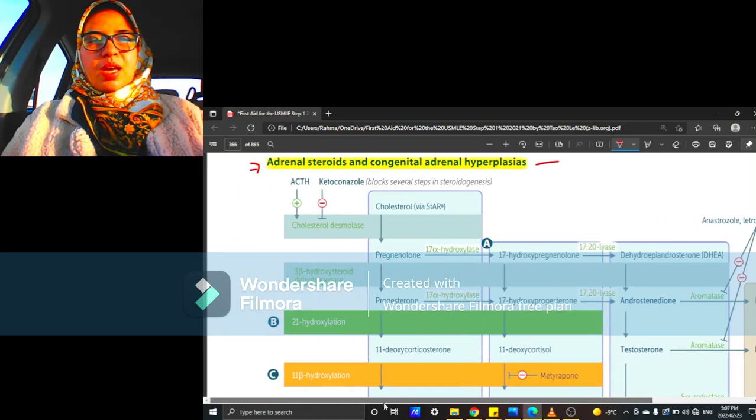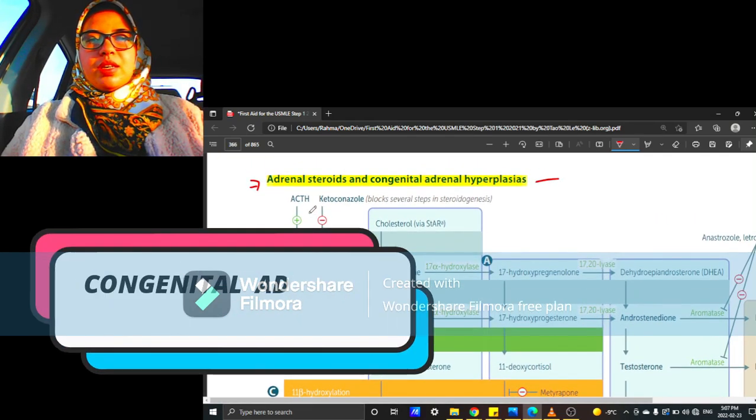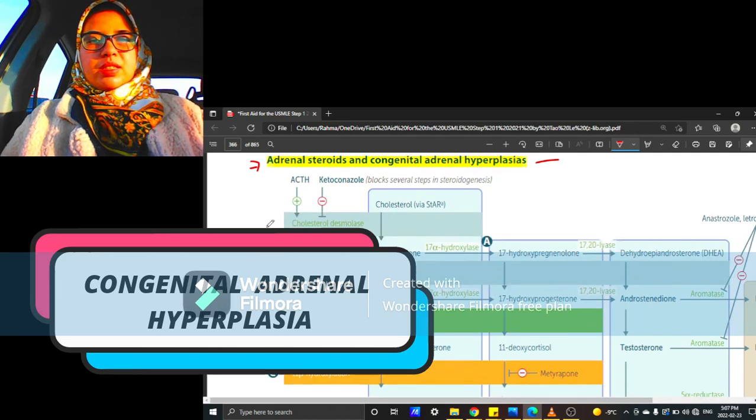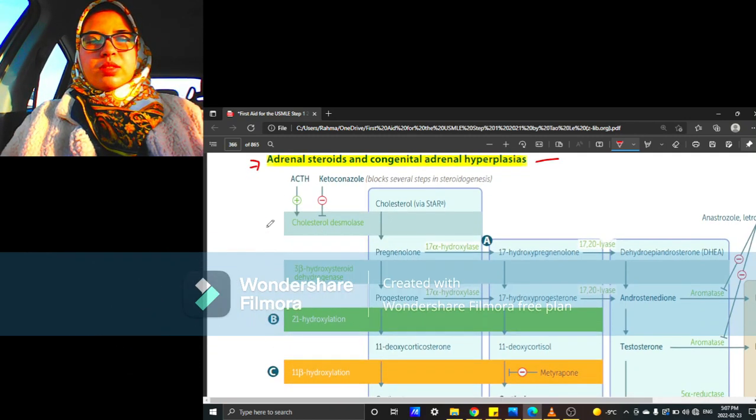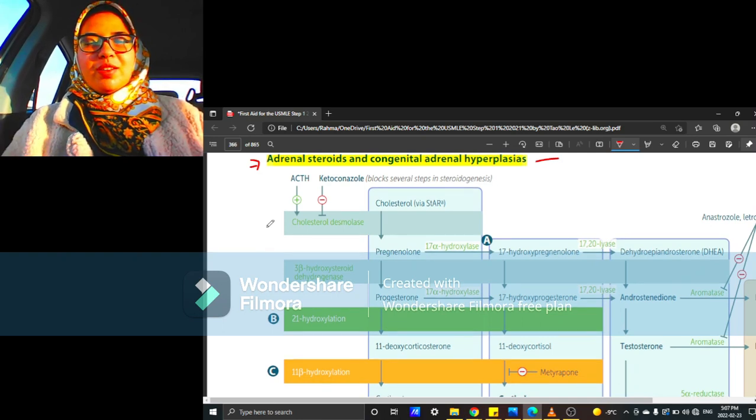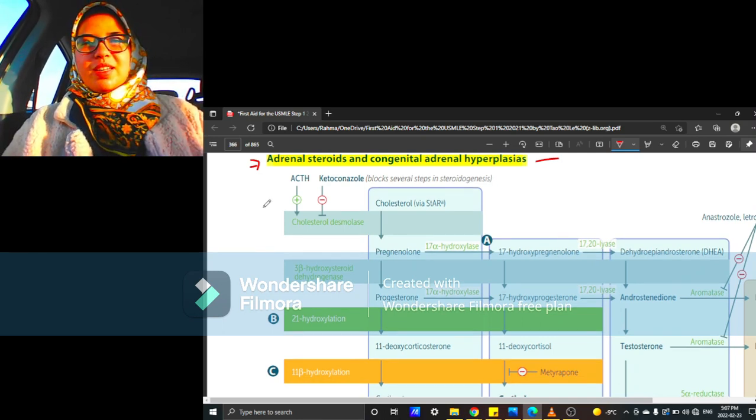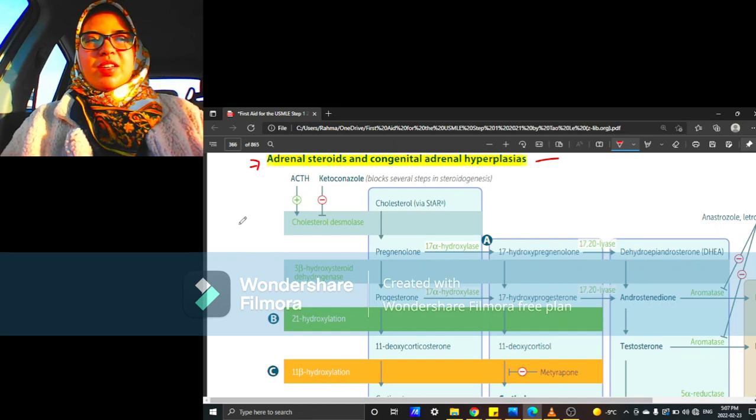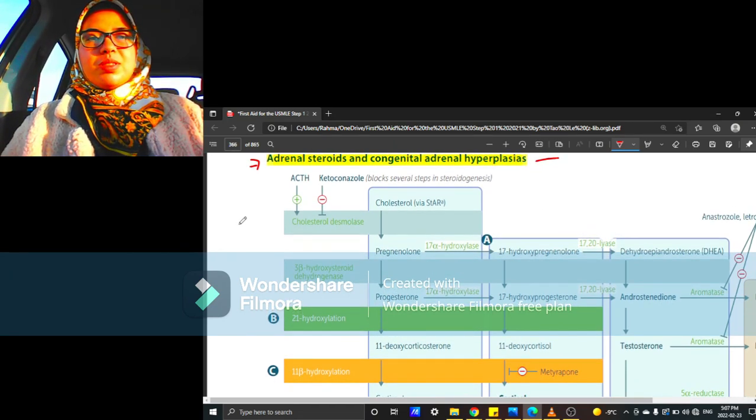We left off at the adrenal steroids and the congenital hyperplasias, and just a little warning in advance, since I am in my car: if you hear any noise in the background, that'll be my family, or that will be driving. So I'm going to try to read this as fast as possible and hopefully squeeze in another video for you guys.